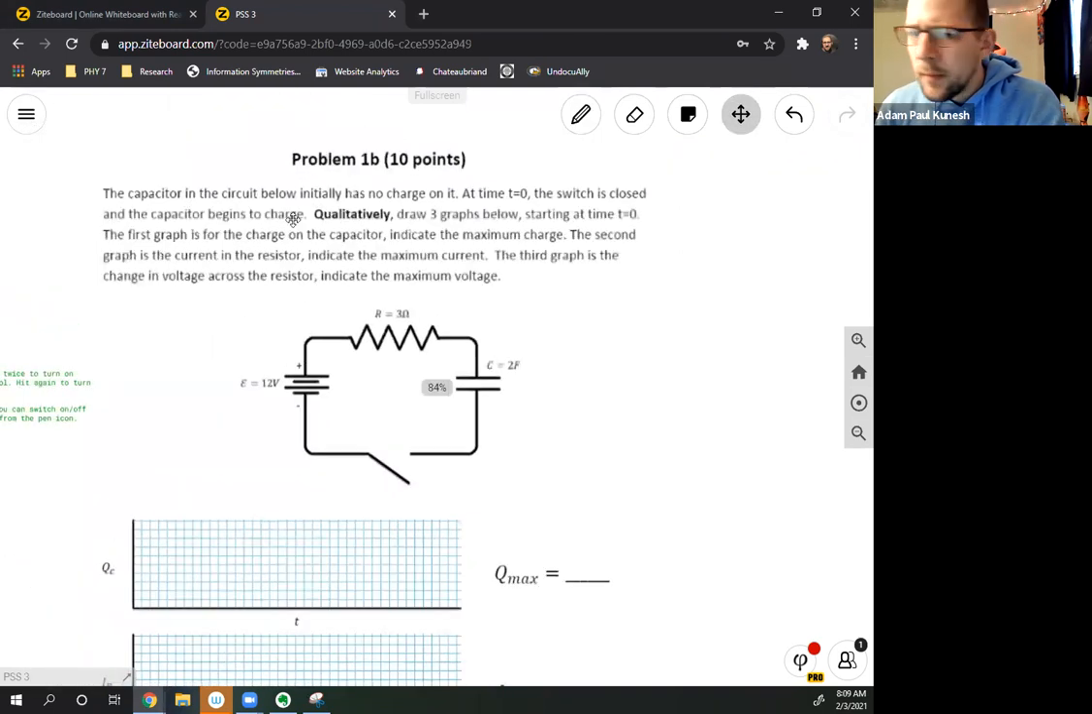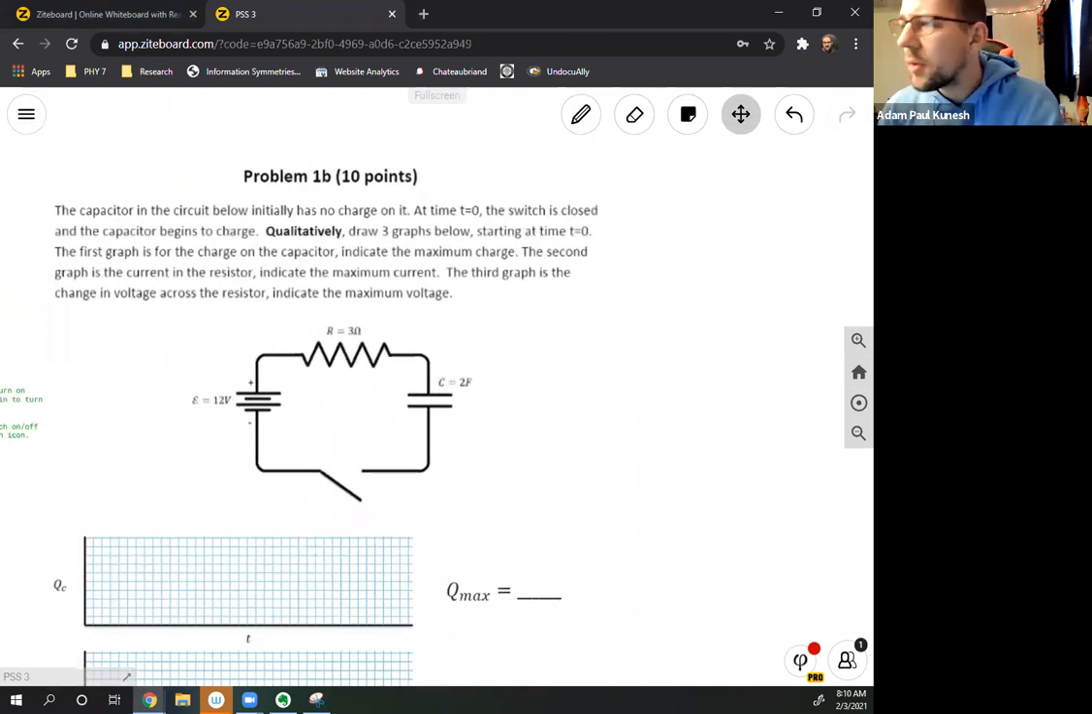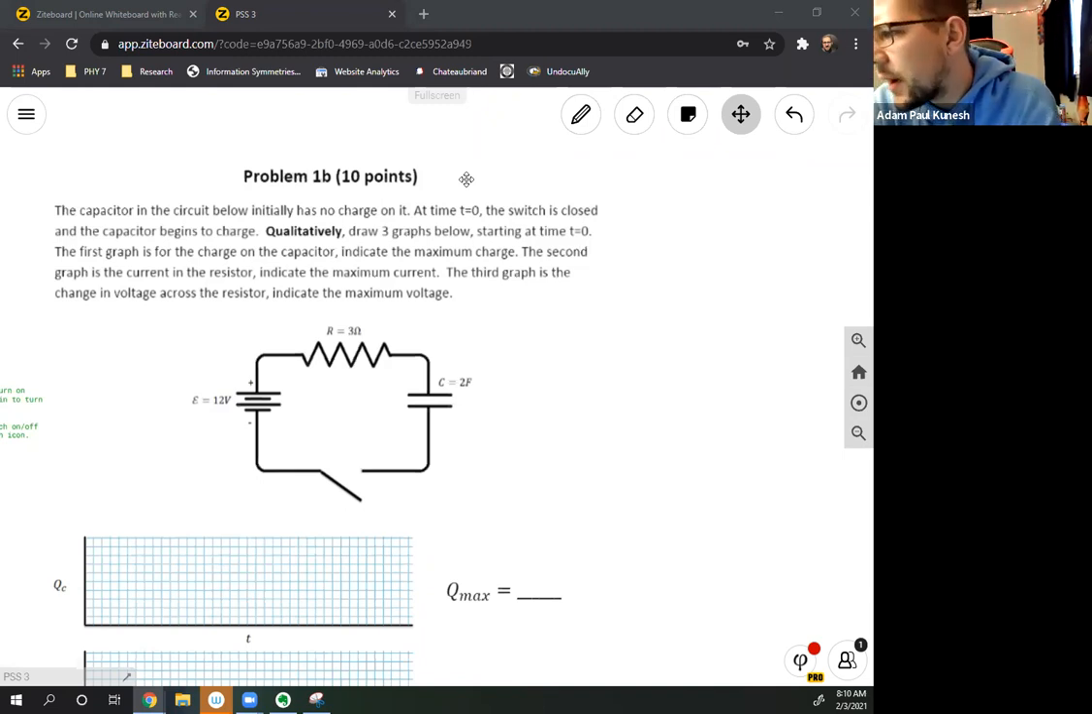So the capacitor in the circuit below initially has no charge. Hang on, sorry, I'm adjusting my chat. There we go. Initially has no charge. At time t equals 0, the switch is closed and the capacitor begins to charge. Qualitatively, draw three graphs below, starting at time t equals 0. The first graph is for the charge on the capacitor, indicate the maximum charge. The second graph is the current on the resistor, indicate the maximum current. The third graph is the change in voltage across the resistor, indicate the maximum voltage.